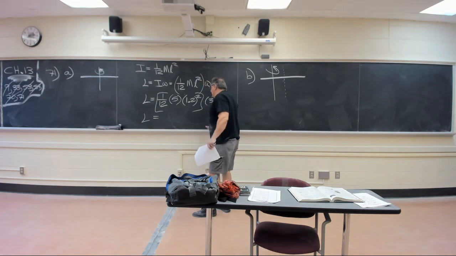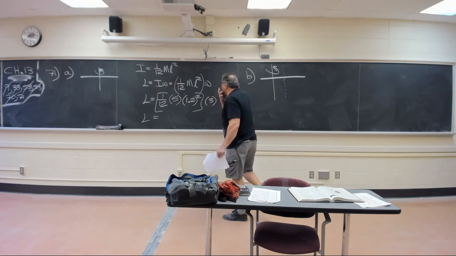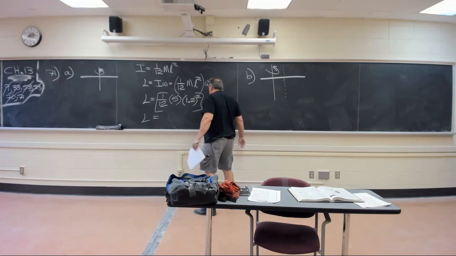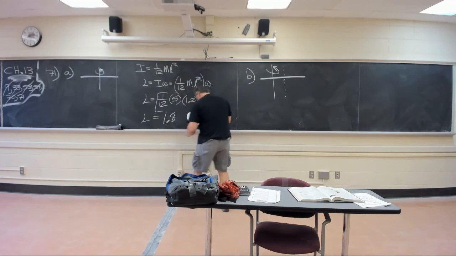There's a lot of ways to look at this. There's like a shortcut here to it. That's 1/10. That's a half. That's 0.6. I got 1.8. Yeah, it's 1.8 kilograms.